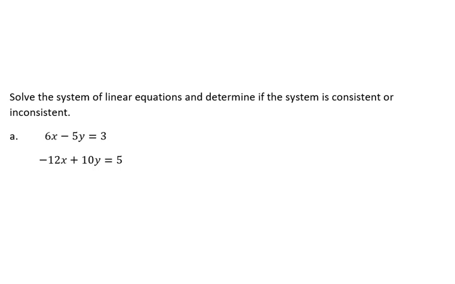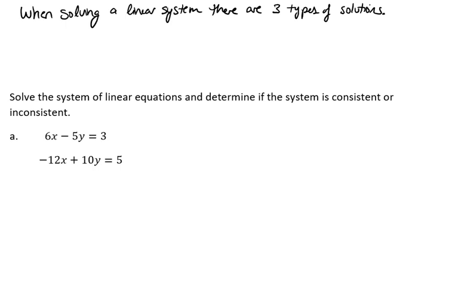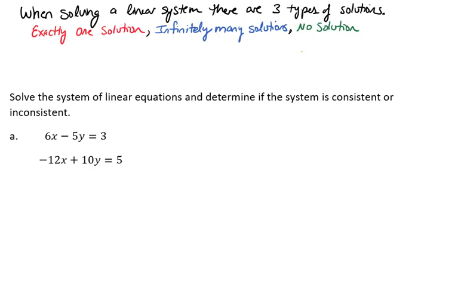In this video, we're going to be solving a system of linear equations and determining if the system is consistent or inconsistent. So let's first talk about how many types of solutions there are. When solving a linear system, there are three types of solutions. You could have one exact solution, you could have infinitely many solutions, or you might have no solution. This is what helps us to determine if a system is consistent or inconsistent.